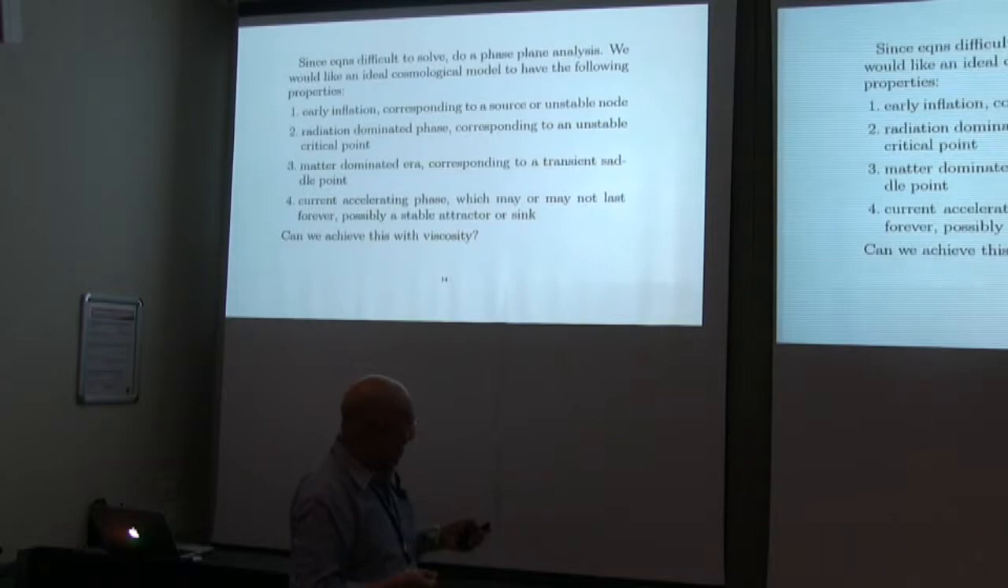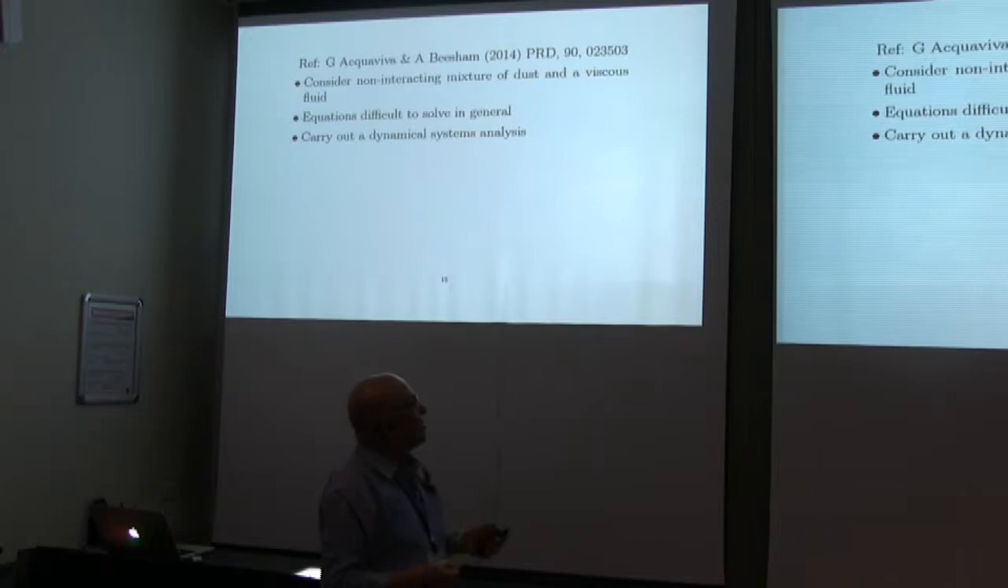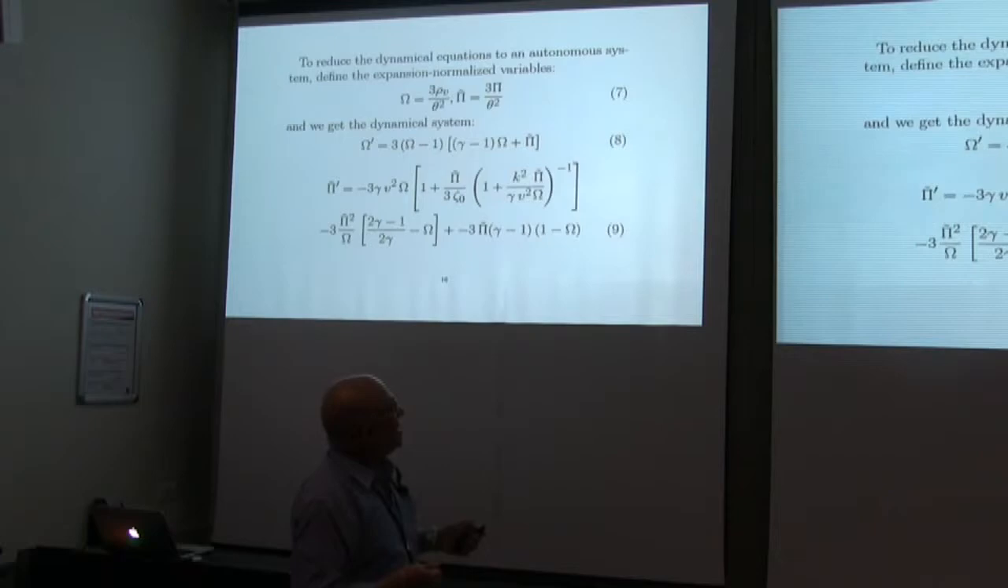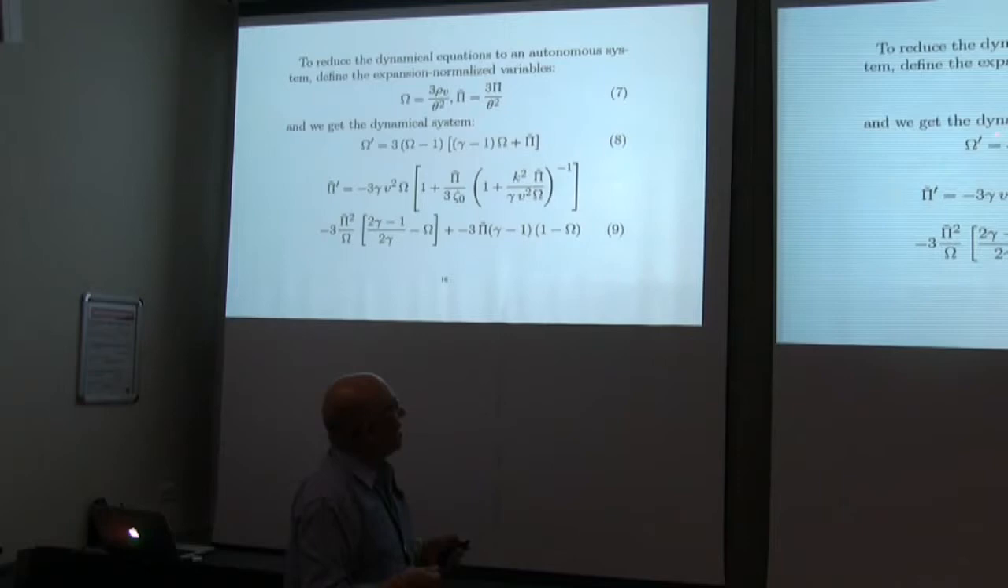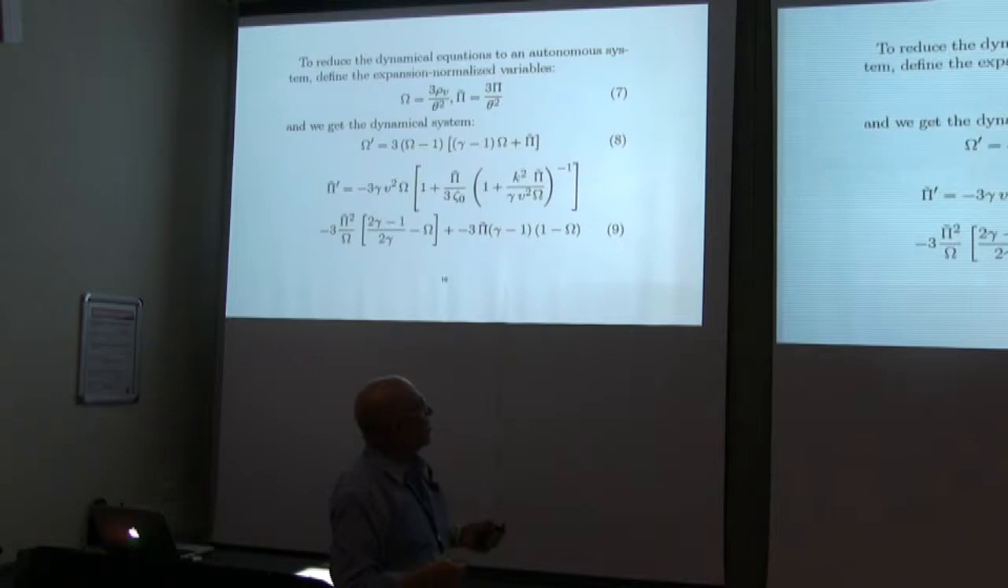This is one of the references. There's also another article in 2015 in Classical and Quantum Gravity. What we did was we considered a mixture of dust and a viscous fluid. So we carried out a dynamical system analysis of this, and in order to do that, we introduced these new expansion normalized variables, omega and pi bar. These are the equations for these two variables.